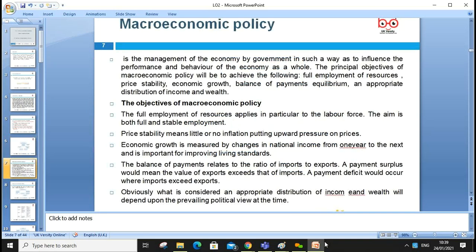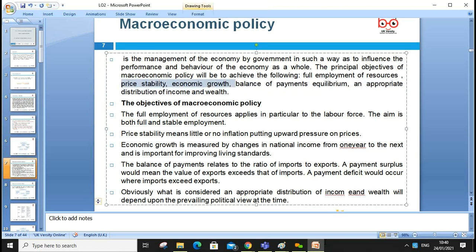Macroeconomic policy is the management of the economy by the government in such a way as to influence the performance and behavior of the economy as a whole. The principal objectives of macroeconomic policy are to achieve the following: full employment, price stability, economic growth, balance of payments, equilibrium, and appropriate distribution of income and wealth.